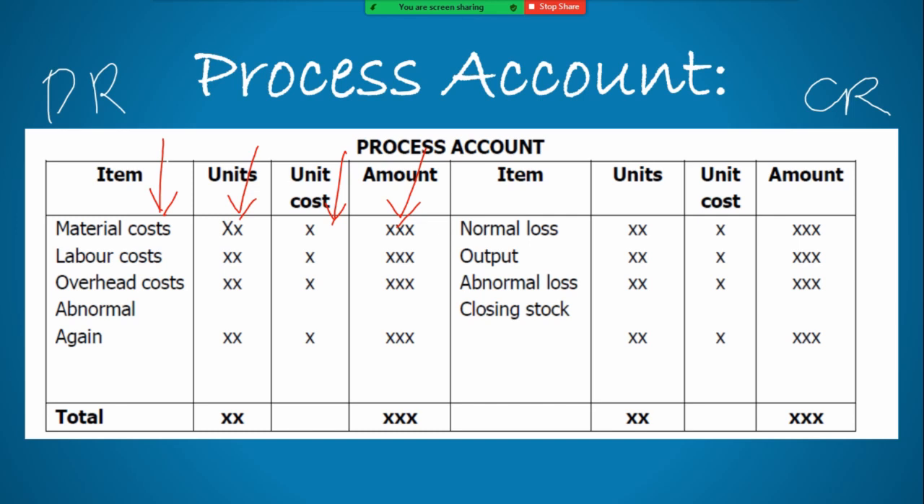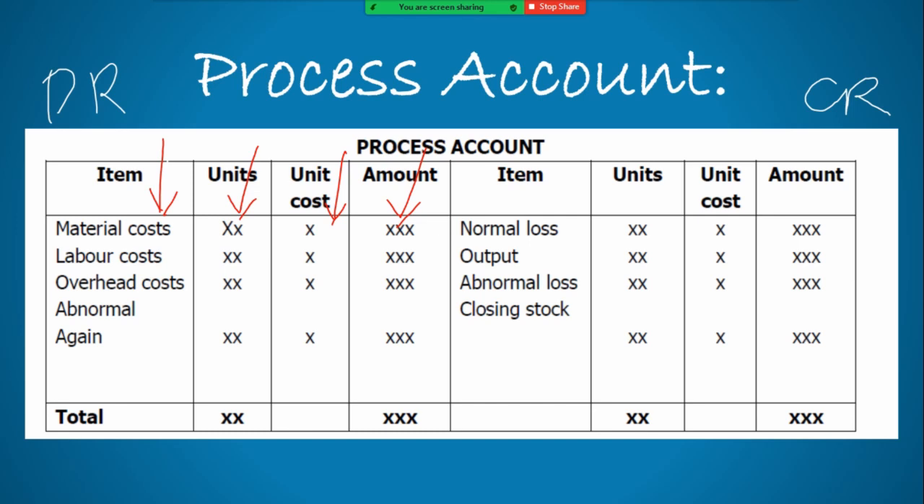So on the debit, we shall capture the material costs, the labor, overheads, plus the abnormal gain. On the credit side, we capture the normal loss, output, abnormal loss, and the closing stock. So basically, that is our process account, and of course, it has a role it plays in the general management and cost accounting process.